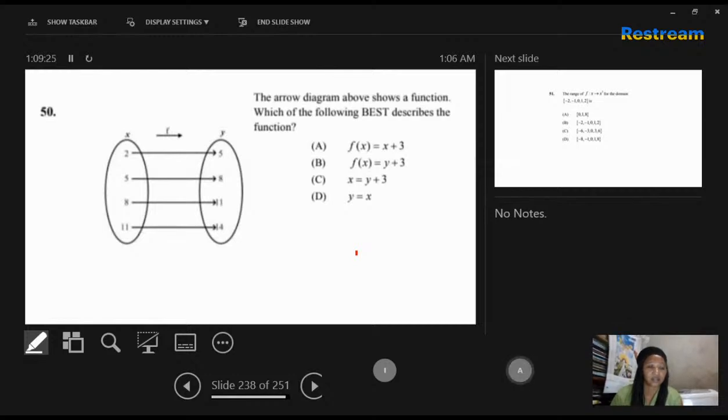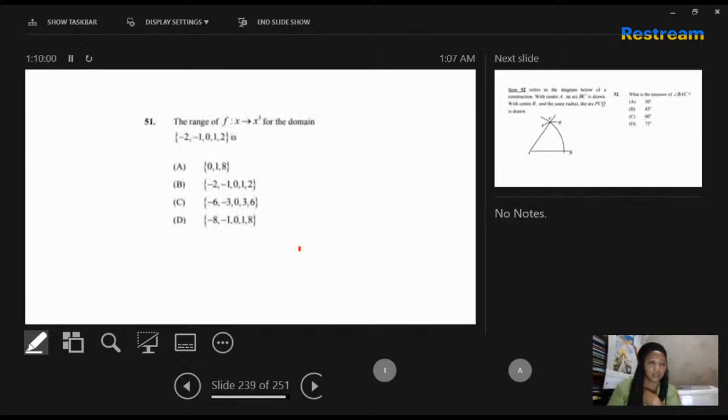Number 50. The arrow diagram above shows a function. Which of the following best describes the function? The function is y is equal to x plus 3. So the answer is A. In other words, you're asking us what we are doing to the x values to get the y values. For each of them, we're adding 3 to the x values to get the y. So that's A. Imani?